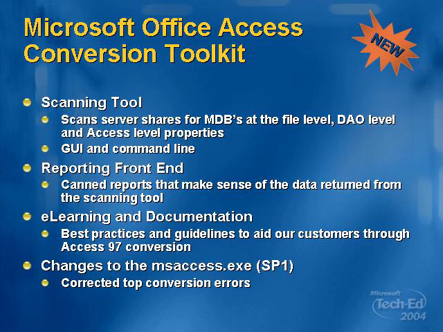There's a GUI version of this, basically an Access application, funny, and a command line tool as well that you could write batch files and script it and use for that. There's also a reporting front end. So it goes out and gathers all this information, and then we have a very rich front end for reporting on what it found in the process of doing that. We've also provided a bunch of e-learning and documentation for what to do with the errors and the issues that it finds. We have best practices and guidelines that aid you through the conversion from Access 97. And then finally, we changed some things in Microsoft Access that were definitely very bad in them, and I have a list of those in a second.